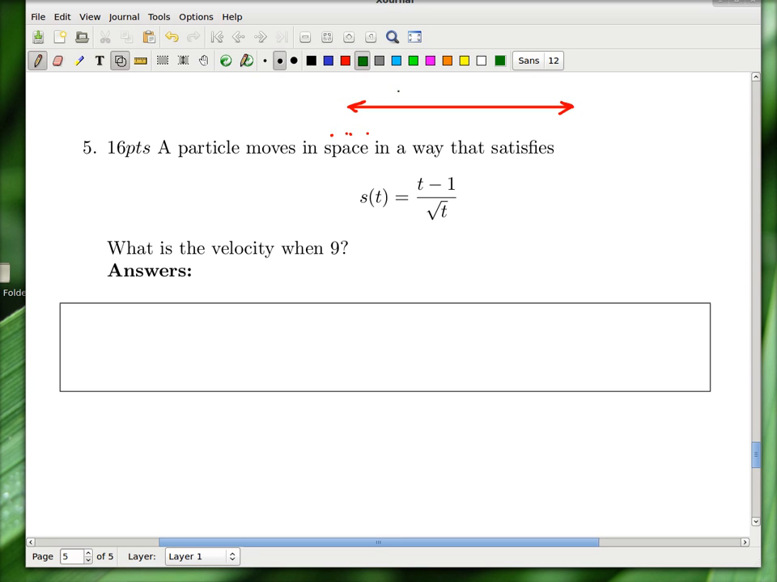You can imagine that there's a particle, and t is time, and so the particle is moving around.